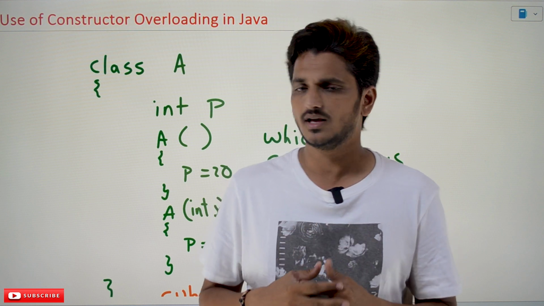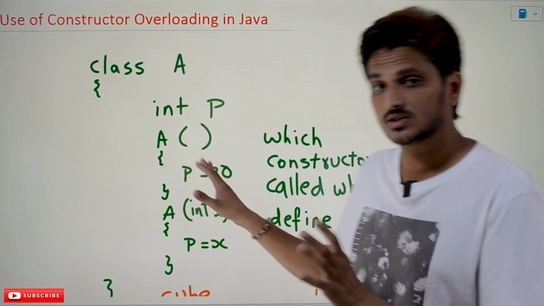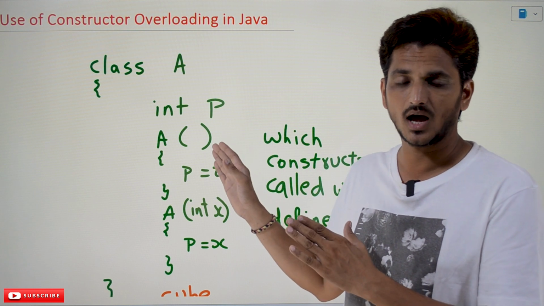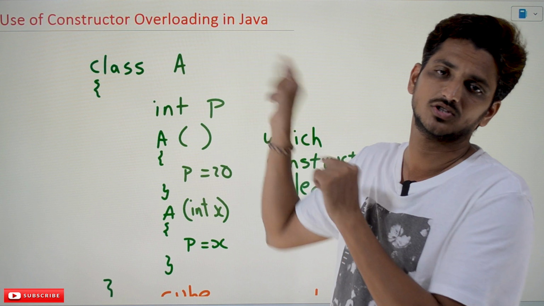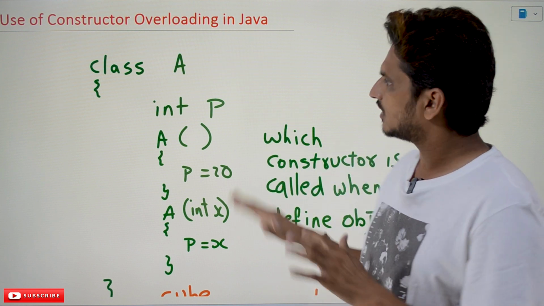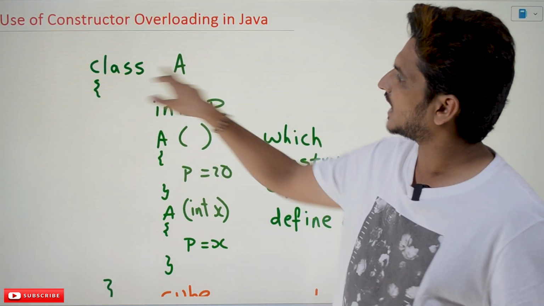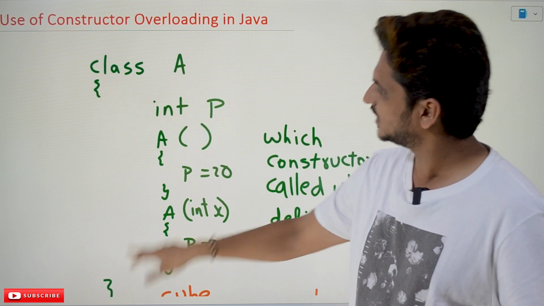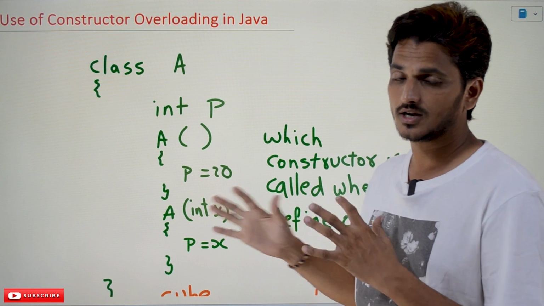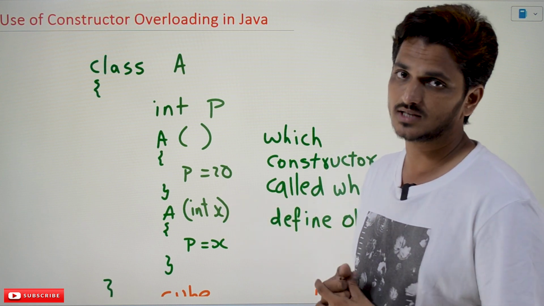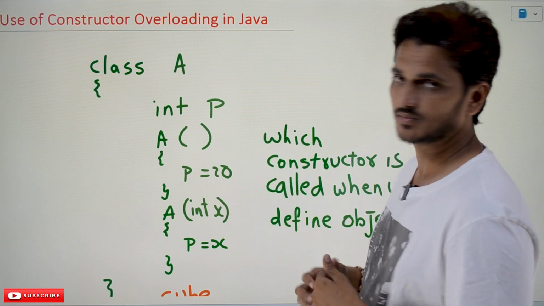Coming to today's class, first we are going to understand what constructor overloading means. At the end, with an example, we are going to understand the use of constructor overloading. Now, the example is here, class A. In this class, we have defined an instance variable int p. Hoping that you already know these basics from our previous classes, what instance variables are and what a constructor means.